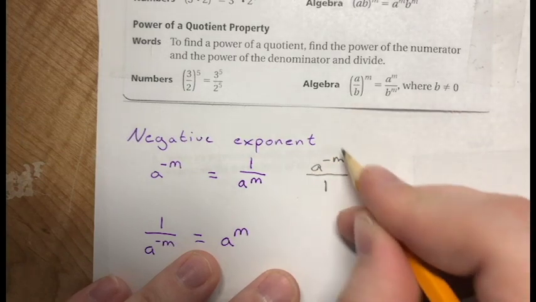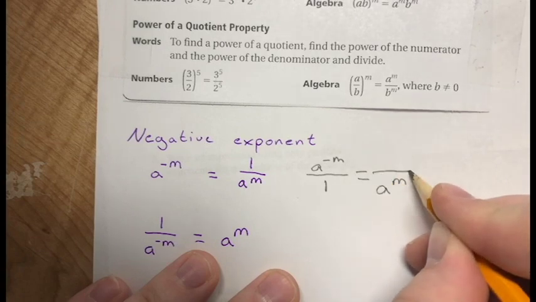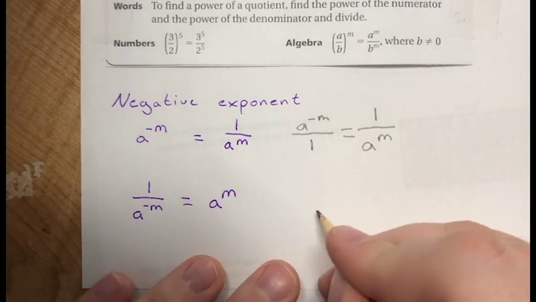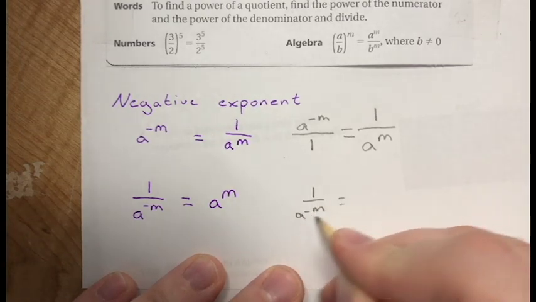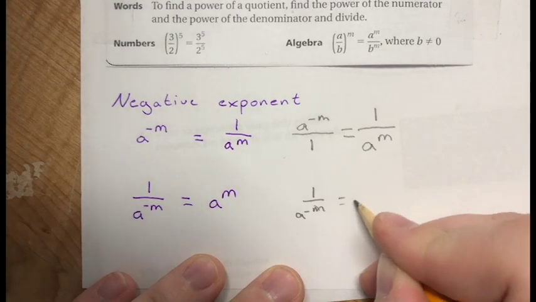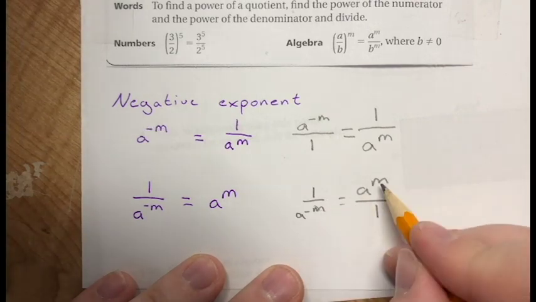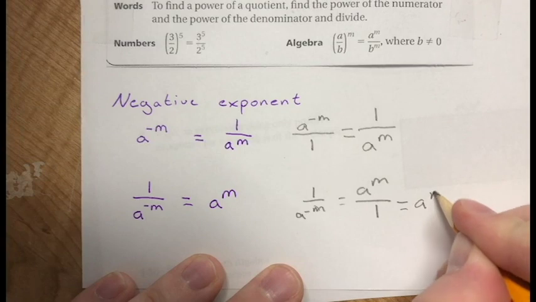I bring this whole thing down to my denominator, get rid of my negative side, and then I leave the 1 up top. All right, and it's the same thing with here. I have 1 over negative a to the m. I don't like this in my denominator, so I bring it to my numerator, and that leaves my denominator as 1, and I can rewrite it as a to the m.